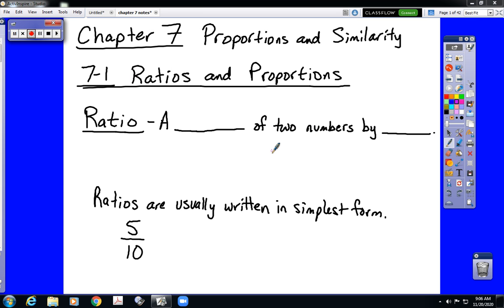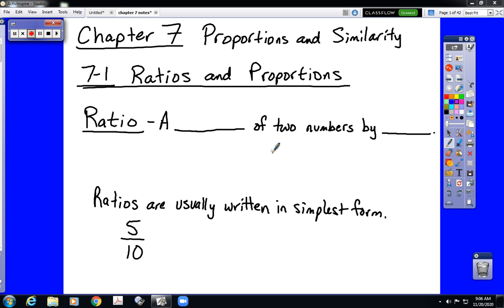Okay, ladies and gentlemen, welcome to the video notes for Chapter 7, Section 1 in your McGraw-Hill Geometry textbook. I don't expect this lesson to take more than one video, as most students have background information on this material already. Chapter 7 is covering proportions and similarity, and Section 7.1 is covering ratios and proportions.